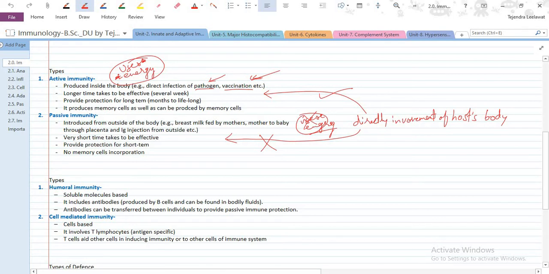So active immunity provides protection for a long time, whereas passive immunity provides protection only for a short time. Whenever our body develops immunity, it always makes memory cells, and these memory cells remain for a longer time.